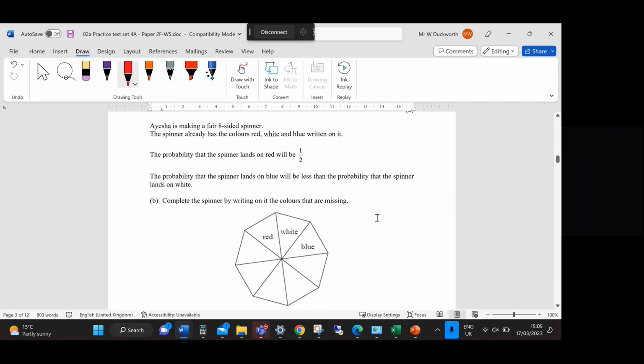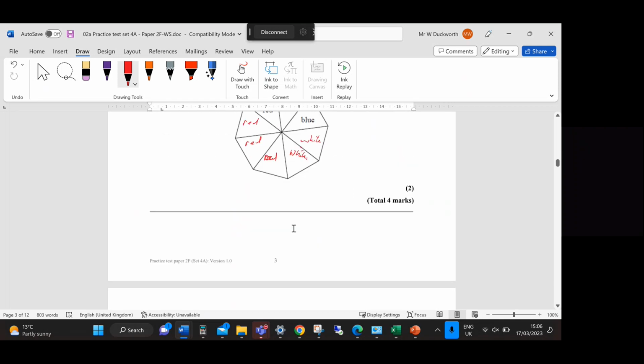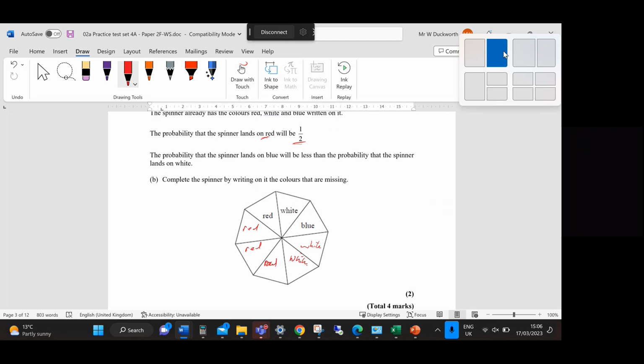Complete the spinner. So probability of it landing on red is 1/2. So we need half of the sections to be red. So I'm just going to go red, red, red. So now I've got 4 out of 8 red. And then the probability that it lands on blue is less than the probability it lands on white. So we need to have more white sections than blue sections. We can't go white and blue because then they will be even. So we've got to go white and white. So we need to have added 3 red sections and 2 white sections. And that's it for that page.